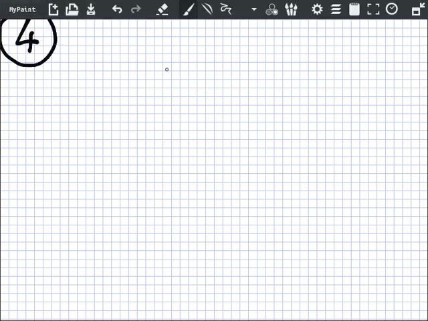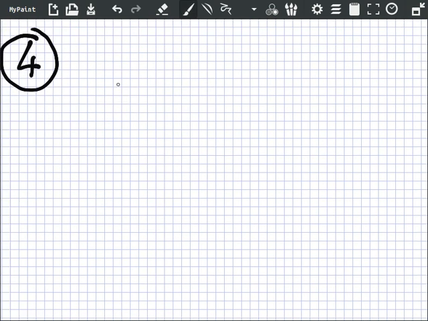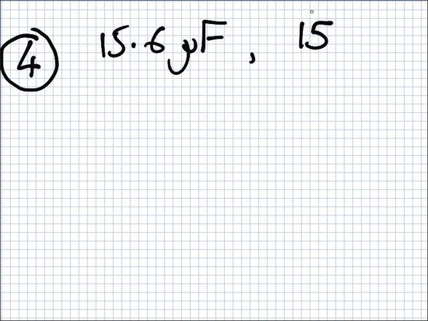Right, number 4. Harry, could you read number 4 to us, please? Determine the energy stored on a 15.6 microfarad capacitor when it has been charged to a PD of 50 volts. Okay.